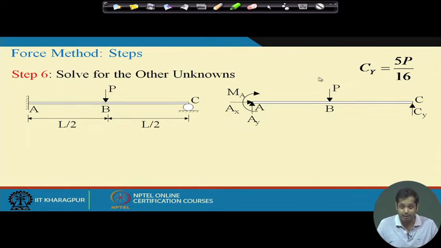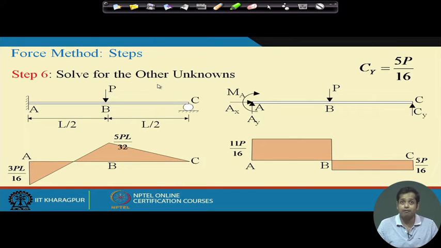Using the compatibility condition at C, and then once Cy is known, we have 3 unknowns. We have 3 equations: summation of Fx is equal to 0, summation of Fy is equal to 0, and summation of moments is equal to 0. And if we apply the equilibrium conditions on this free body diagram, we can obtain the final solution. So, the last step is to solve for the other unknowns. So, this will be the bending moment diagram, and this will be the shear force diagram, you see. And if you apply the equilibrium conditions, these are the values that you may get. Please check these values. Okay.